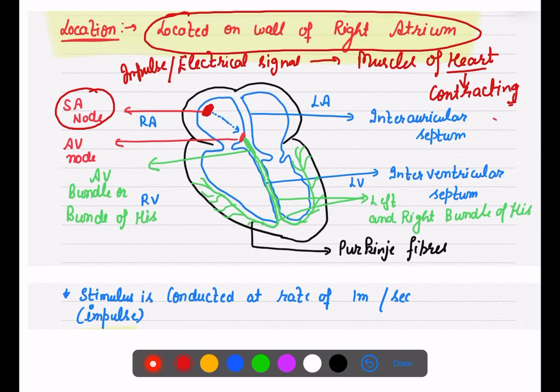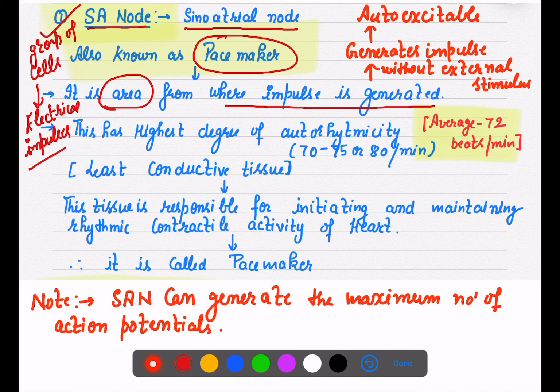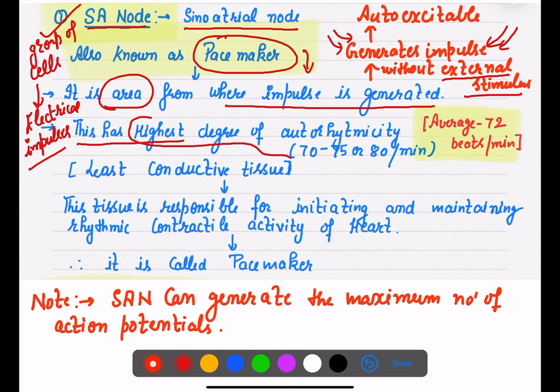Now it is very important for you to recall reflex action. How does reflex action work? When they get a stimulus. But here is a new term for you: this is the area which does not need any external stimulus to work. It generates impulses without any external stimulus. So the SA node is the area which has the highest degree of autorhythmicity.